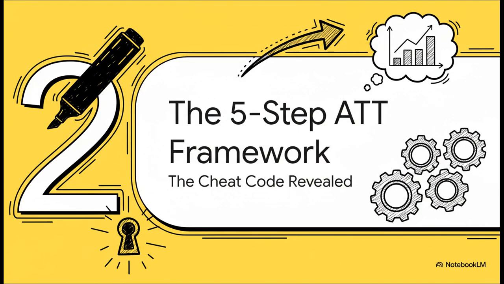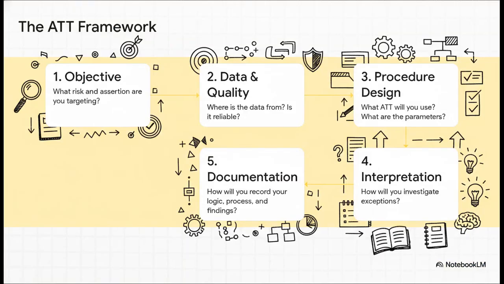Okay, we've got our toolkit sorted. Now, for the cheat code itself. This is the secret sauce for structuring that perfect full marks answer. Let's break it down. This is it, the 5-step data analytics framework. 1. Objective. 2. Data and quality. 3. Procedure design. 4. Interpretation. And 5. Documentation. You use these 5 steps in this exact order every single time. Seriously, burn this into your brain. It's your roadmap to getting full marks.